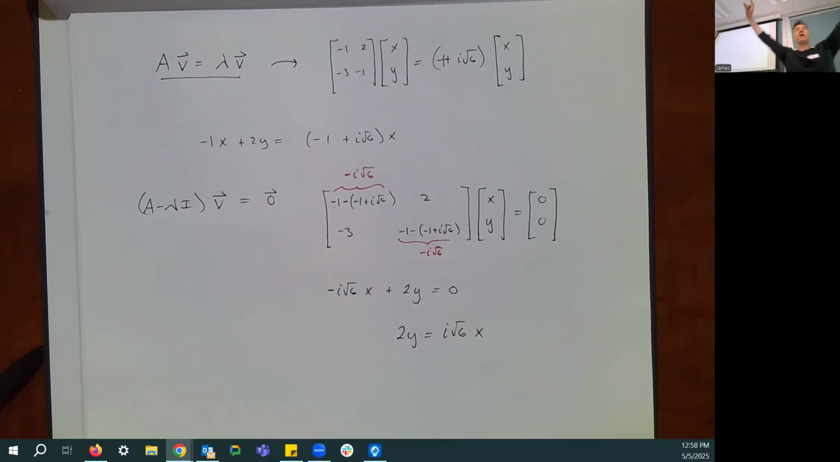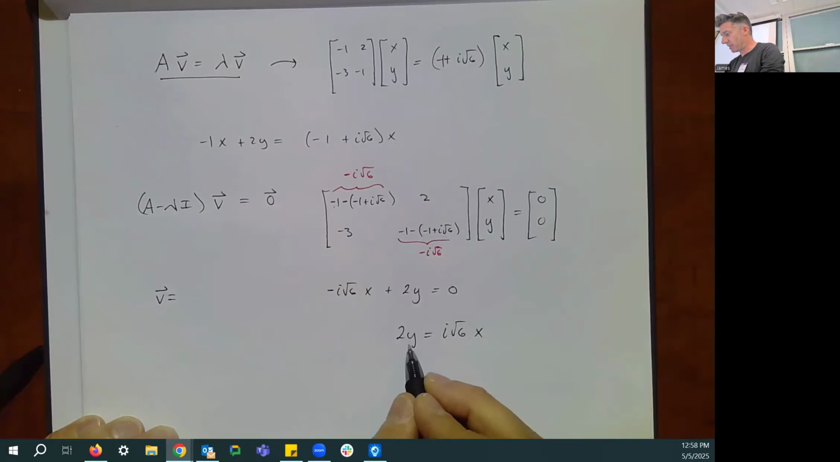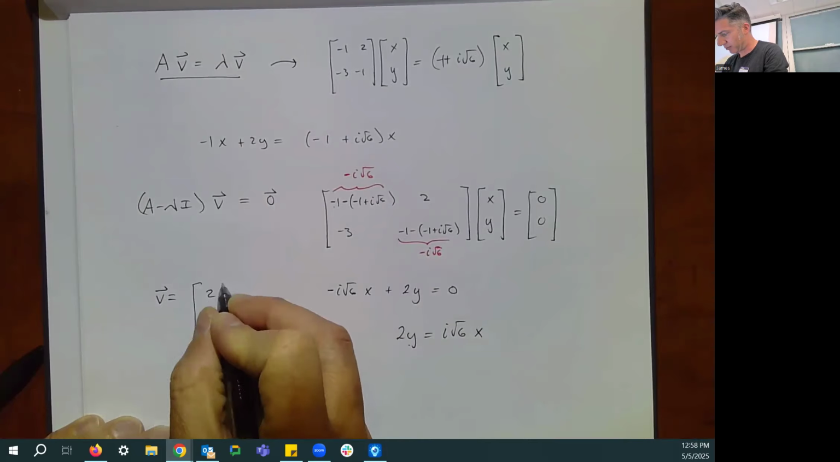And to find the eigenvector, we can do the same thing we used to do, which is to say x is the y coefficient and y is the x coefficient. So my eigenvector is going to look like y is i√6 and x is 2. So x is 2 and y is i√6.